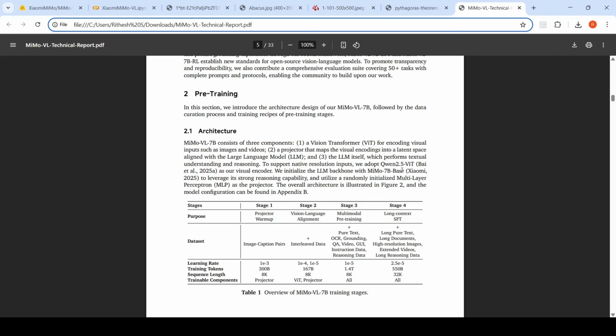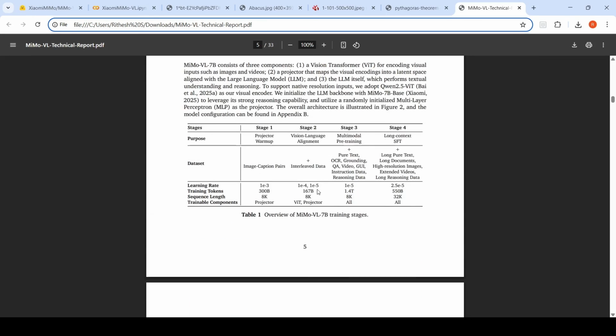The MiMo-7B base from... okay. Stop. Fine. Now what else is there?